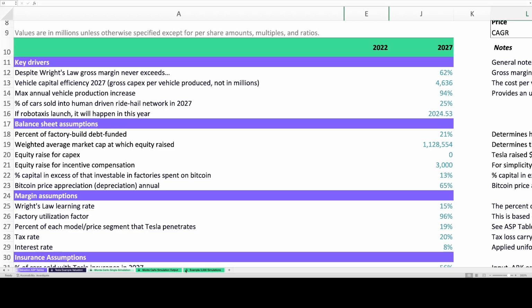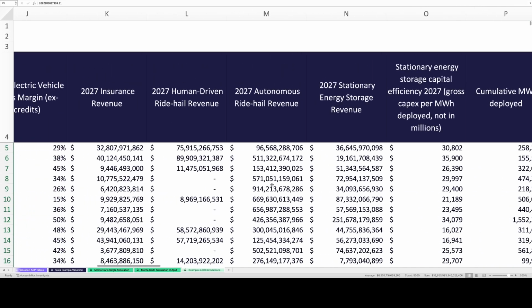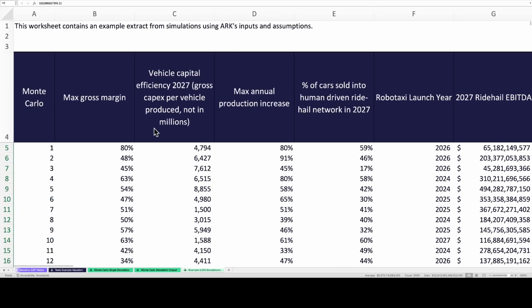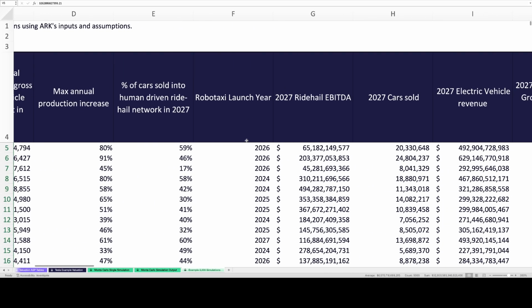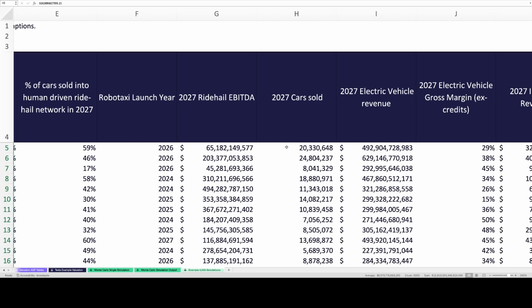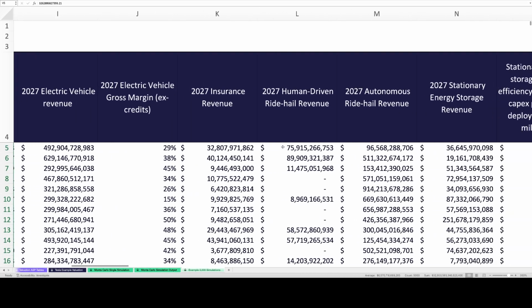Now, I just want to move over to the actual simulations themselves, all 5,000. You guys can see here, Ark has a ton of different assumptions in here. The maximum gross margin, capex efficiency per vehicle, maximum annual production rate, and so on. Robotaxi launch here, which has a huge impact on Tesla's valuation, huge. And we understand why, right? Large fleet, high revenue, pure profit software essentially. Makes a huge difference as to when the robotaxis awaken, so to speak.